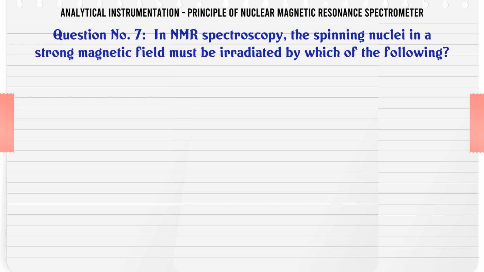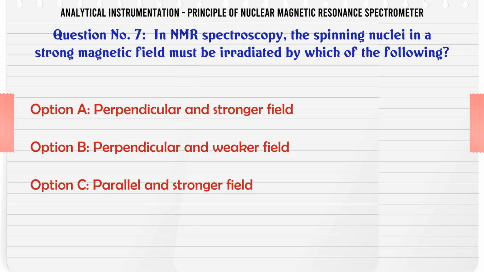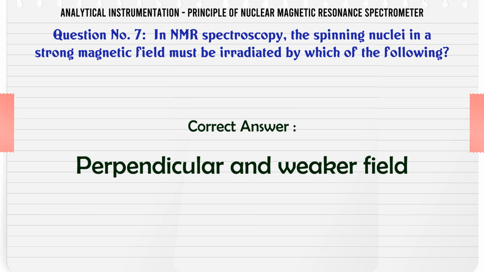In NMR spectroscopy, the spinning nuclei in a strong magnetic field must be irradiated by which of the following? A. Perpendicular and stronger field. B. Perpendicular and weaker field. C. Parallel and stronger field. D. Parallel and weaker field. The correct answer is perpendicular and weaker field.